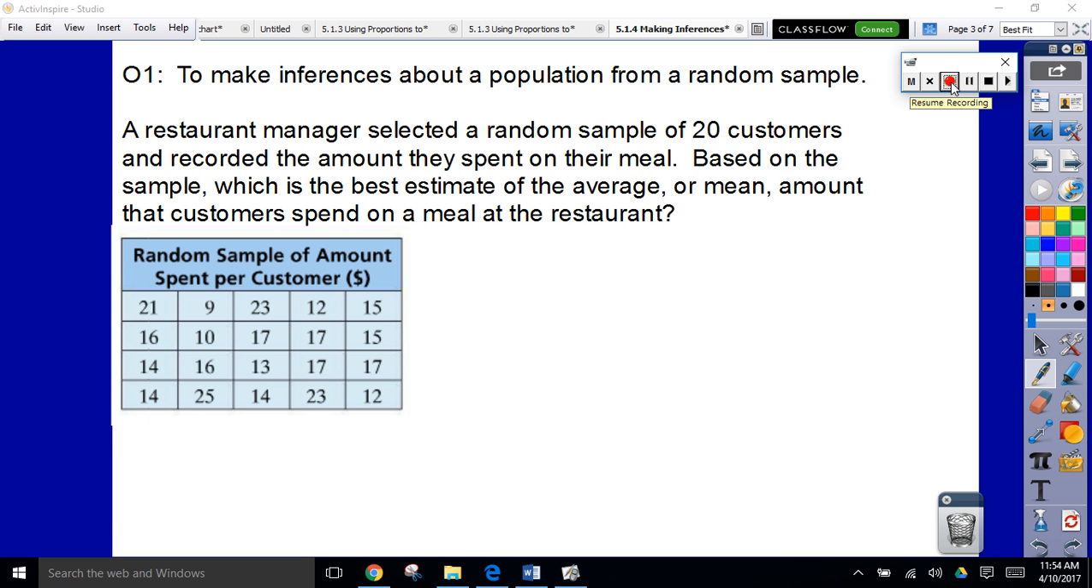All right, when we add all these up, and then we divide by, let's see, there are 1, 2, 3, 4, 5 across and 4 down, so there's 20. So you should have added them all up, divided by 20. The answer that you get is $16. So we would predict that that's how much the average customer spends on a meal at the restaurant.